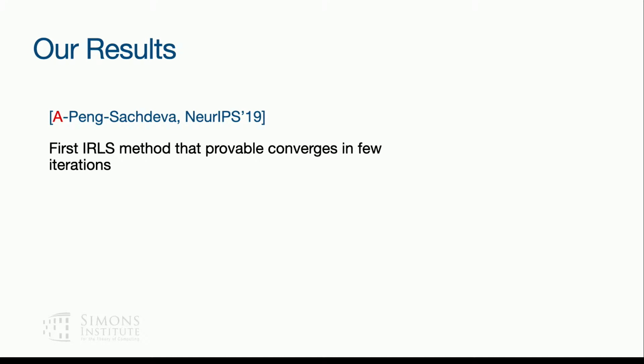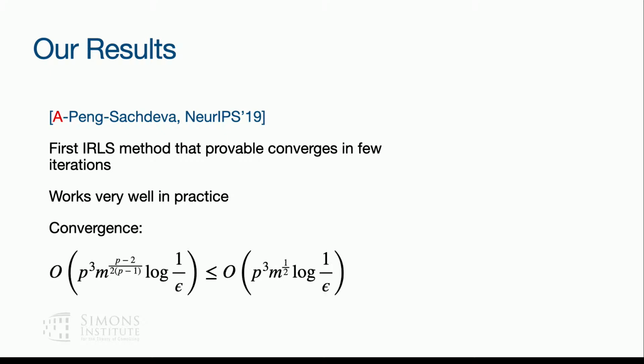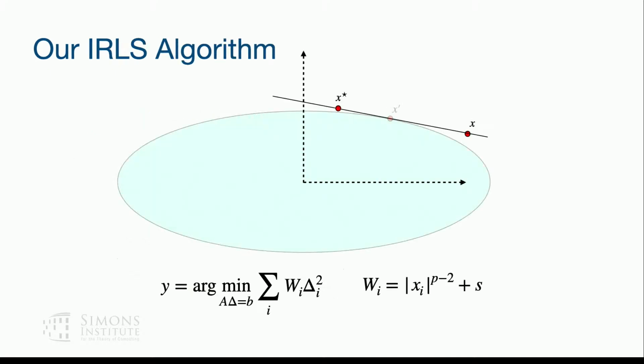So we can show that using this iterative refinement framework, we can find an IRLS method that provably converges in very few iterations. It certainly works well in practice because over time we know how to solve these linear systems really fast. And the rate of convergence is not this m to the 1/3, but you can show it converges in m to the 1/2 iterations. And in practice, you can see that it's much faster than the theoretical bounds.